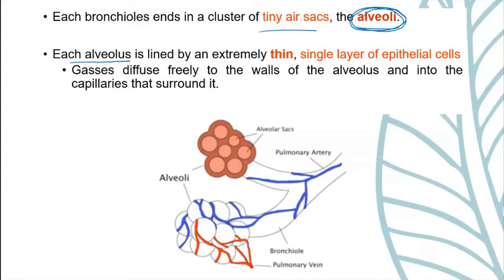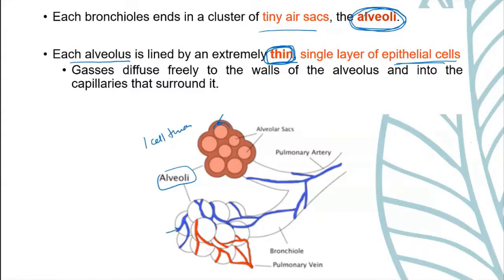Okay, so each alveolus is lined by an extremely thin single layer of epithelial cells. This is the characteristic of the alveolus. It must be thin. It is one cell thick, and the wall is made up of epithelial cells. So what is the significance of the alveolus being thin? So that it allows for the diffusion of respiratory gas. Gases diffuse freely through the walls of the alveolus and into the capillary surrounding the alveolus. So remember, the alveolus is one cell thick.